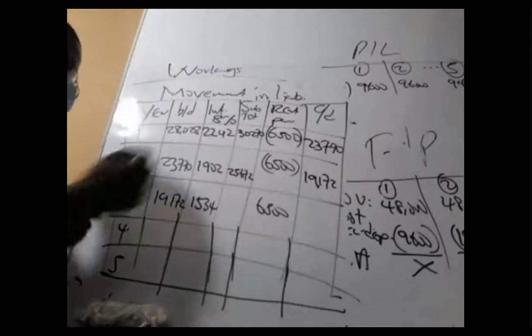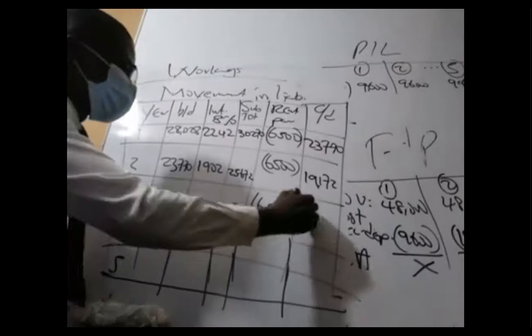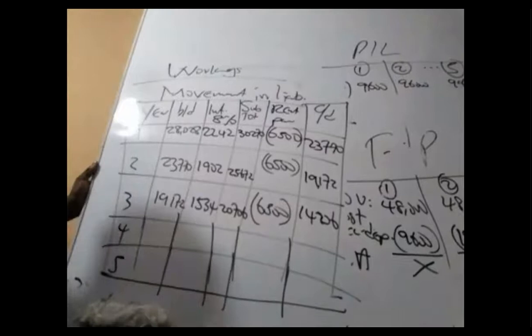So you get something like 1,534. After adding, you add the interest to this again, which gives 20,706. Then we take 6,500 from it as the rental charges, giving something like 14,206. It continues to the end of the year, but I'll end here. The final balance might be zero.